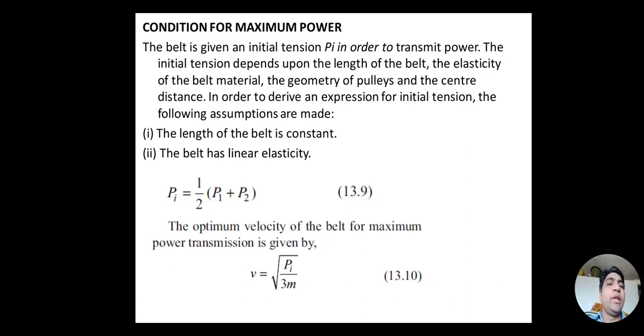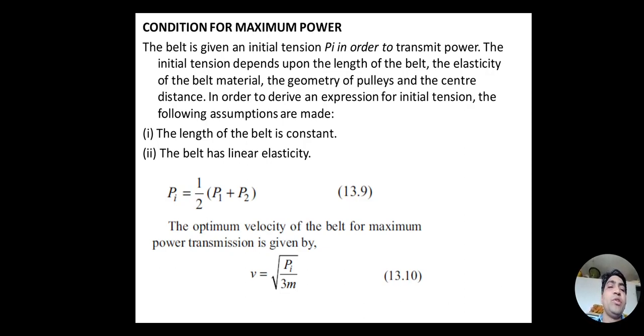In order to derive the expression for the initial tension, the following assumptions are made. There are two assumptions. The first assumption is the length of the belt is constant. Second assumption is belt has a linear elasticity. So the initial tension Pi is determined by the equation (P1 plus P2) by 2, which is the half of P1 plus P2.